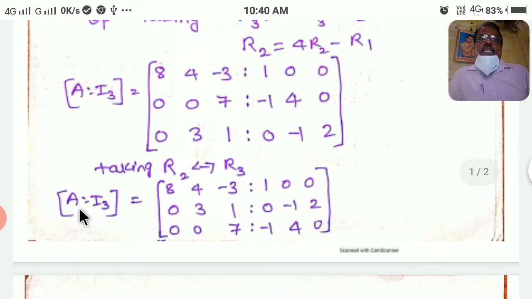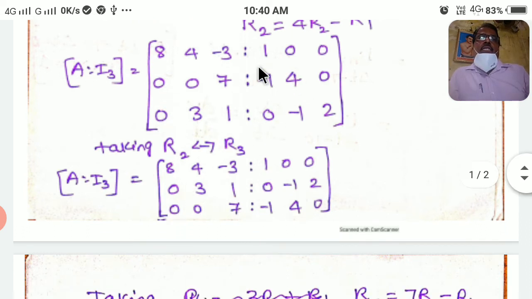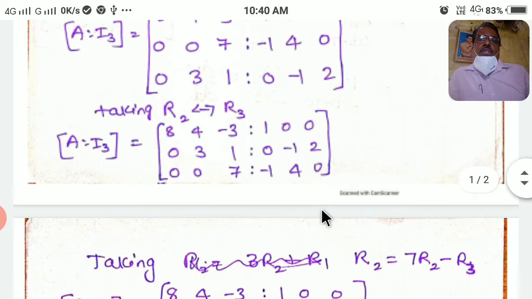So what happens then, A I3 is equal to: the first row as it is, 8 4 minus 3. Next we exchange this one. Writing R3 in place of R2, that is 0 3 1. Then writing R2 in place of R3, that is 0 0 7. Similarly here 1 0 0 as it is, again exchanging these two rows. Whatever operations we carry out here, the same operation must be carried out here also. So exchanging these two rows, 1 0 0, then 0 minus 1 2, then minus 1 4 0.